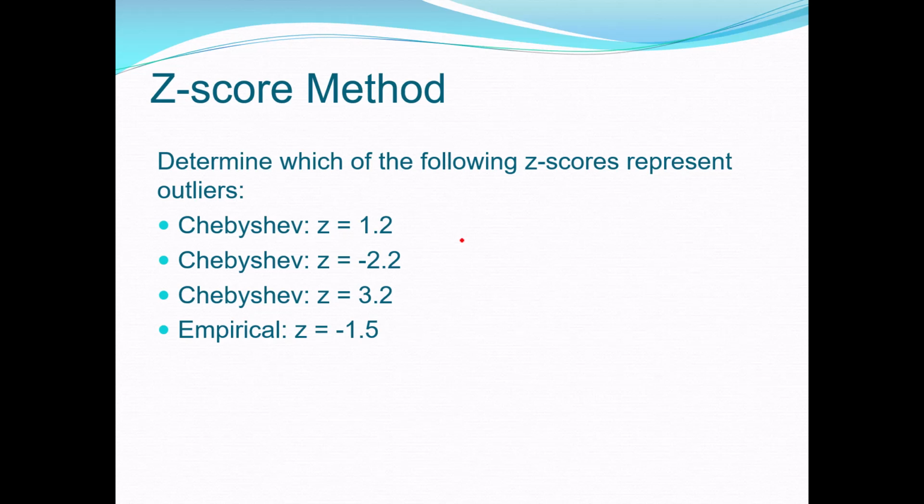This one meets that criteria. It falls within 2. It's considered an outlier. I'm going to skip down here. 3.5 standard deviations above the mean. That's outside the plus or minus 3. That'd be considered an outlier.